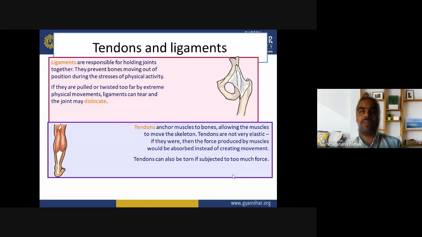What would happen if the tendon had elasticity? Because we know the function of the tendon. Tendon will connect the muscles to the bone.